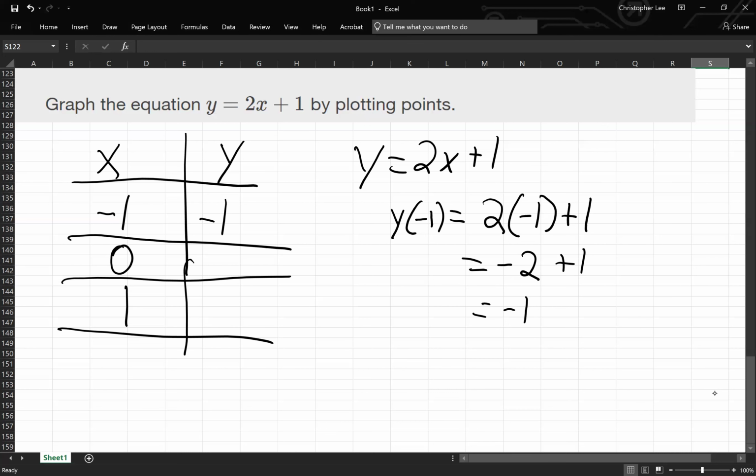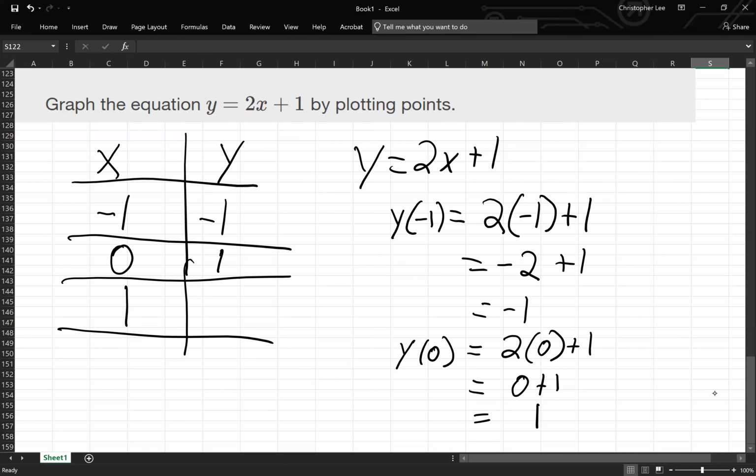Let's try another one. I want to know what y of 0 is. So this is going to be 2 times 0 plus 1. Anything times 0, you know, is 0, right? So this becomes 0 plus 1. Very simply, that's 1. There we go.